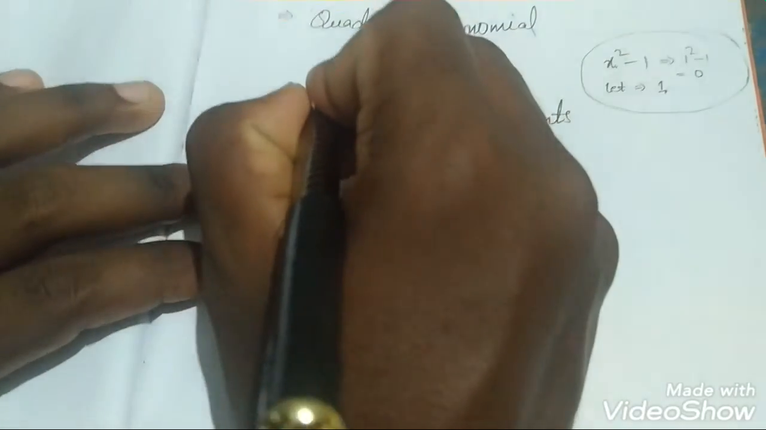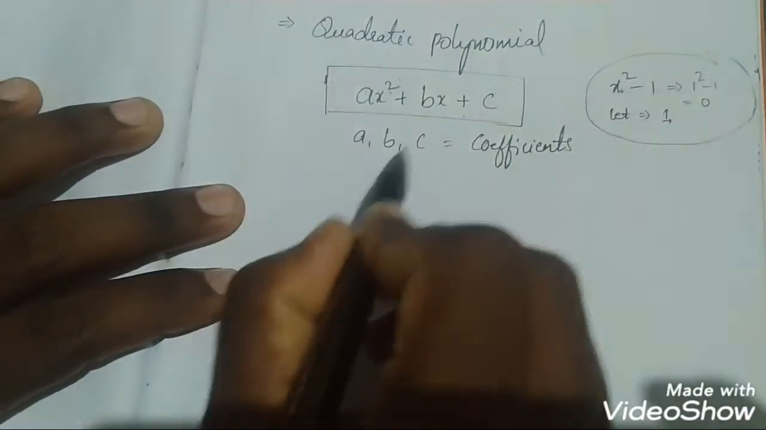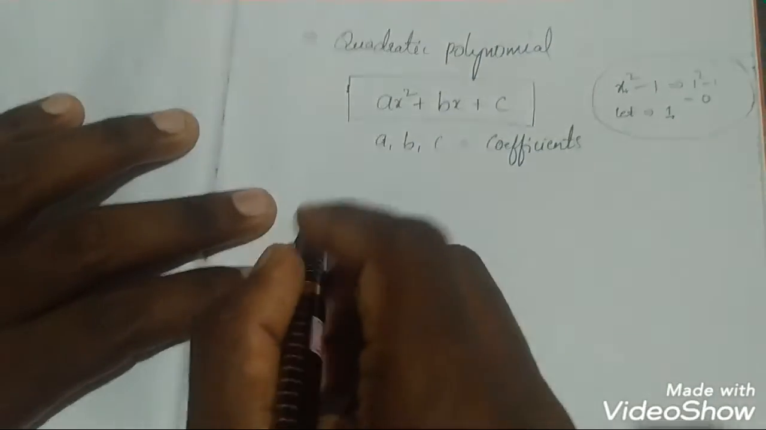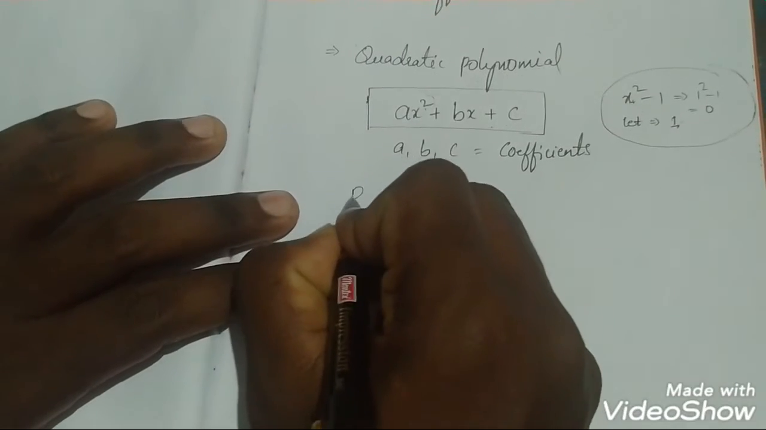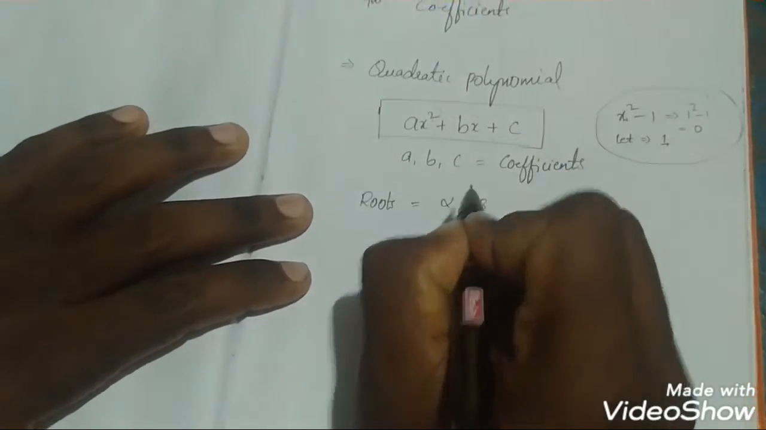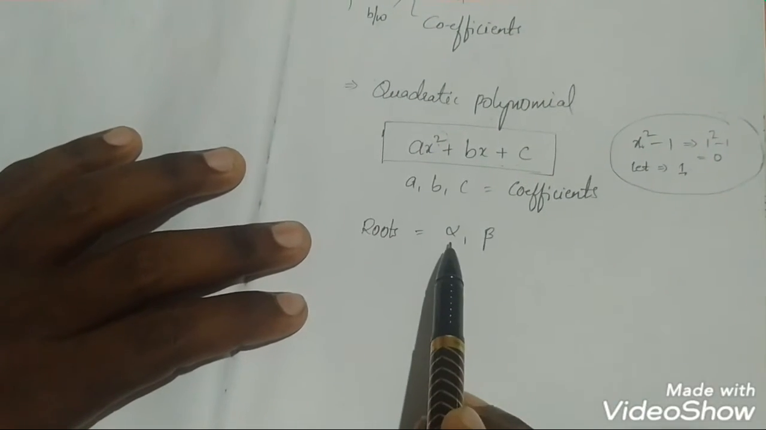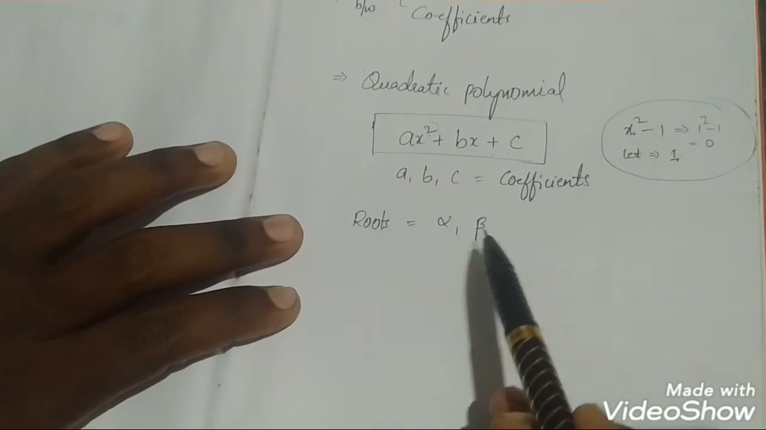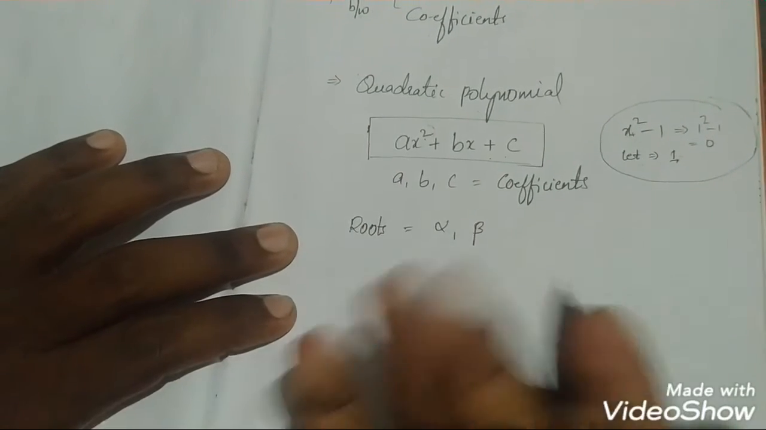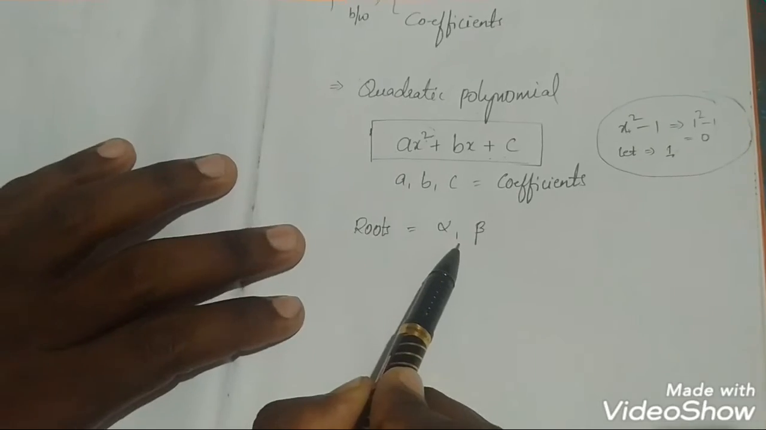For this quadratic polynomial, we must find the relationship between roots and coefficients. Let us take the roots as alpha, beta. You may ask, sir, why have you taken only 2 roots, alpha and beta? Why can't we take 3 roots? Why can't we take 1 root? There is an answer for this question.